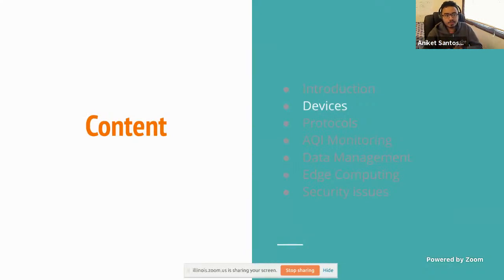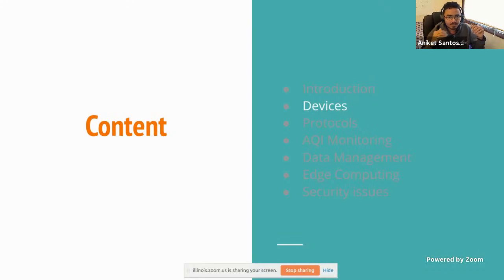So having been introduced to the world of IoT and the ample use cases we have in this domain, I'll talk more about the devices which enable these IoT systems. We can categorize these devices into three parts, and it can be analogous to how a human functions as well.